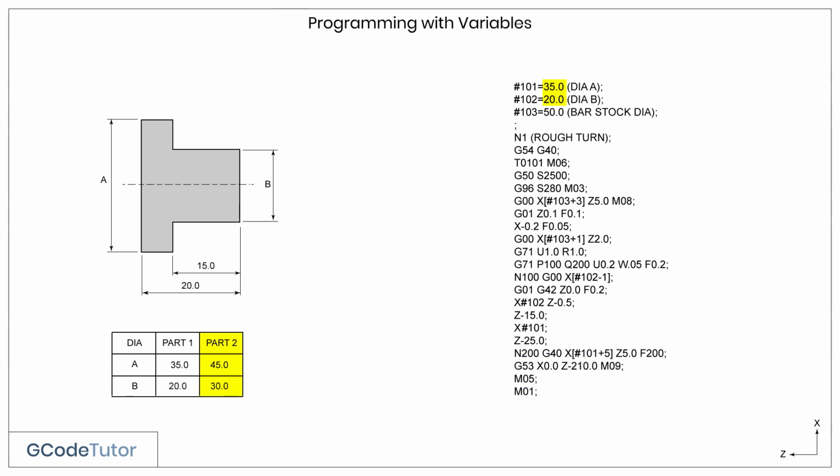Now, to make our second part, all we need to do is change the numbers of these variables to match part two, and the whole program will change to make a part with different dimensions. And that is how we can use one program to make an entire family of parts. We can add lots and lots of parts with different dimensions, even Z lengths, and just issue different variables to make the part. Then it's just a simple case of changing the variable.